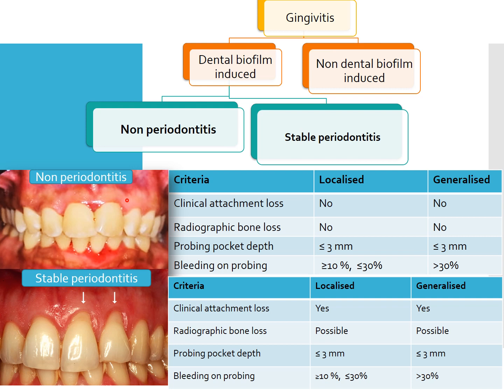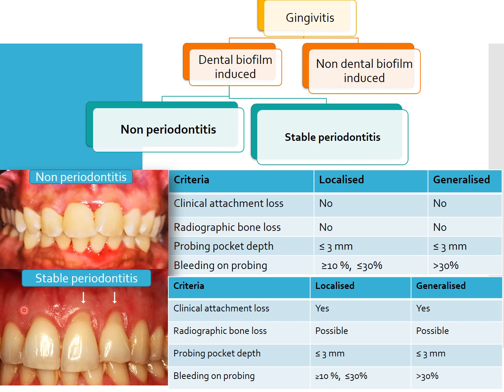In this case, it can be either localized or generalized. There won't be any clinical attachment loss, any loss of bone, or any loss of supporting structures. You cannot see any radiographic bone loss either, and the probing pocket depth will be normal, that is minimal, less than 3 mm. Bleeding on probing can be under the localized category, 10 to 30 percent, or generalized, greater than 30 percent. So this is the normal gingivitis in an intact periodontium.